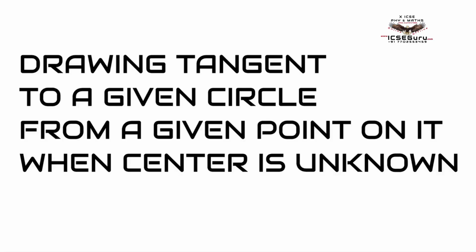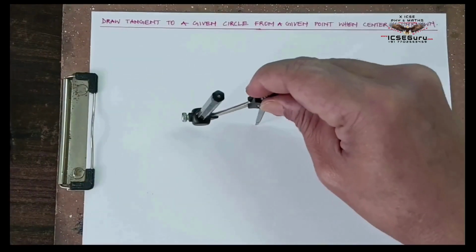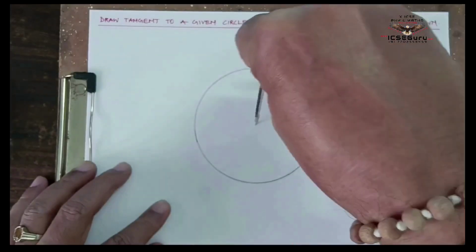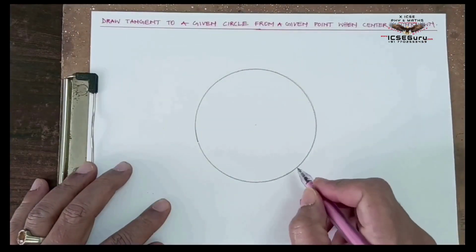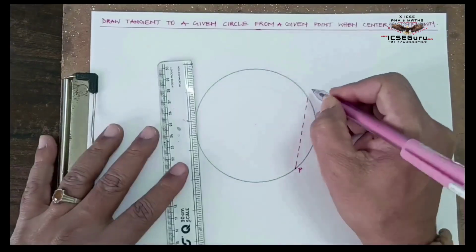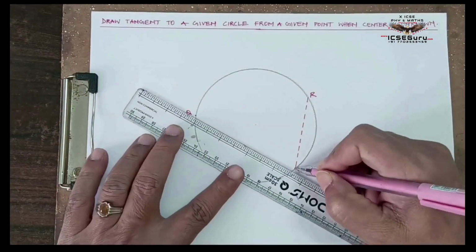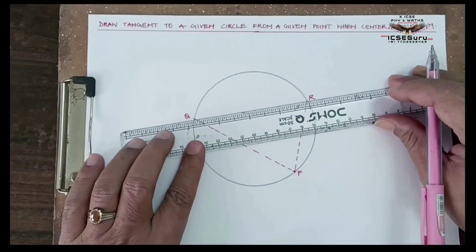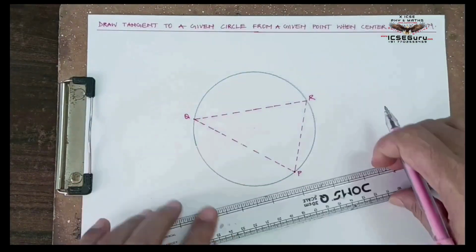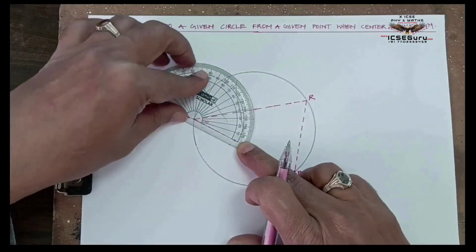TPT' is the tangent. To draw a tangent to a given circle from a given point when center is unknown, draw the circle of given radius. Identify the point P on the circumference. Draw any random chord PR and identify a random point Q on the major arc PR. Join QP and QR. Measure the angle PQR using a protractor and note it down.